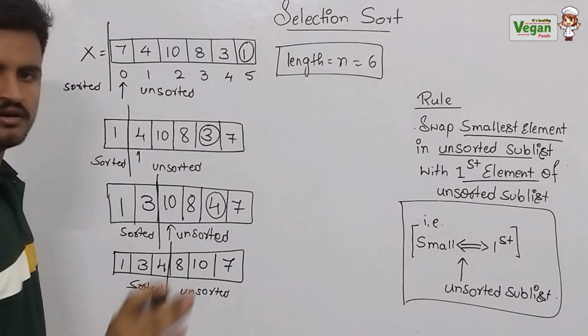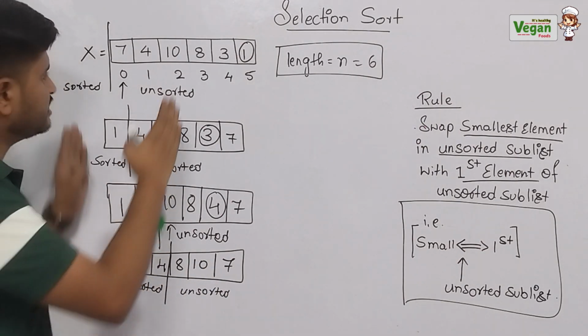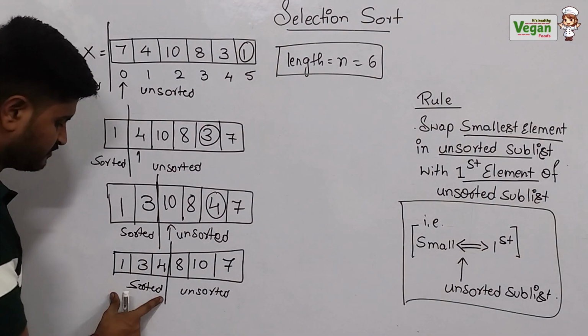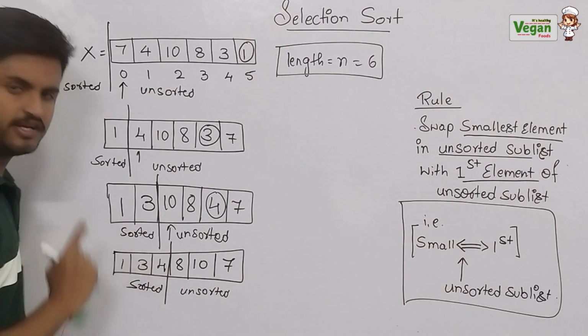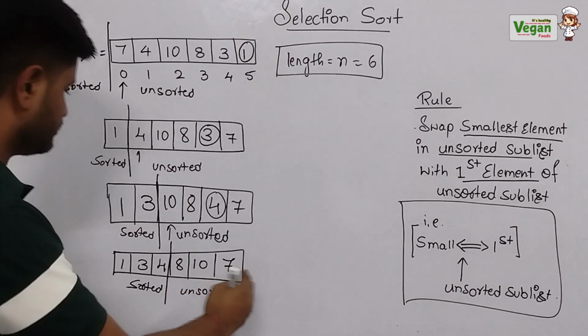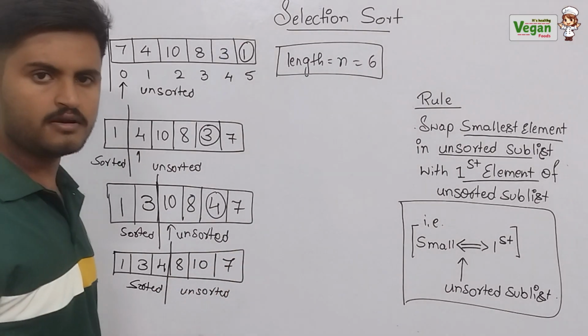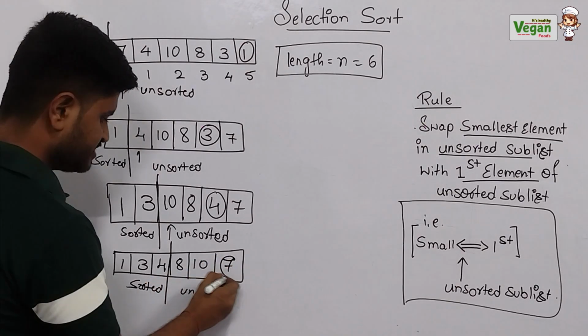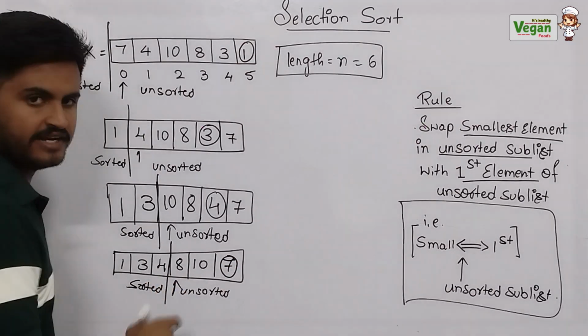So earlier I said we are sorting the given list of elements in the increasing order, that is ascending order. If you see the sorted sublist 1, 3, 4, it is in the increasing order. So we will be continuing until all the elements are in the increasing order. So in the next step, the smallest element is 7 and the first element is 8. Swap them.